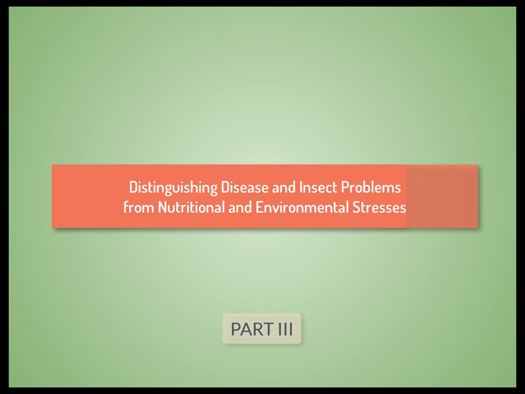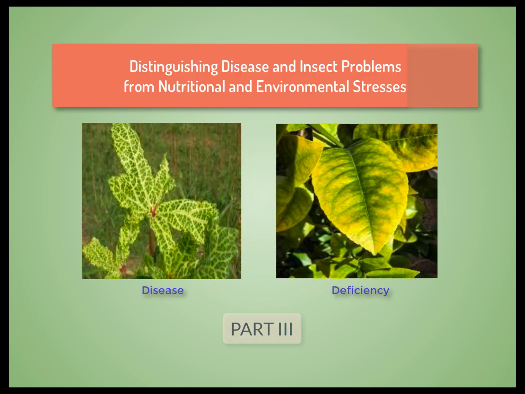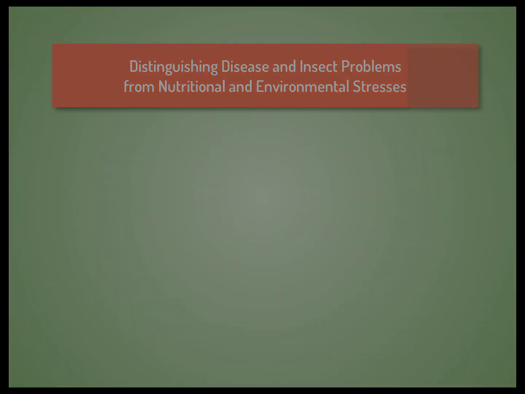This is the third part of our three-part video series on distinguishing disease and insect problems from nutritional and environmental stresses. In the first two parts of this video series, we showed general types of plant symptoms due to various factors and deficiency, toxicity, and environmental effect. In this part of the video, we will show common symptoms caused by biotic factors and environmental factors and give tips through which you can pinpoint the cause of the symptoms and take corrective measures.